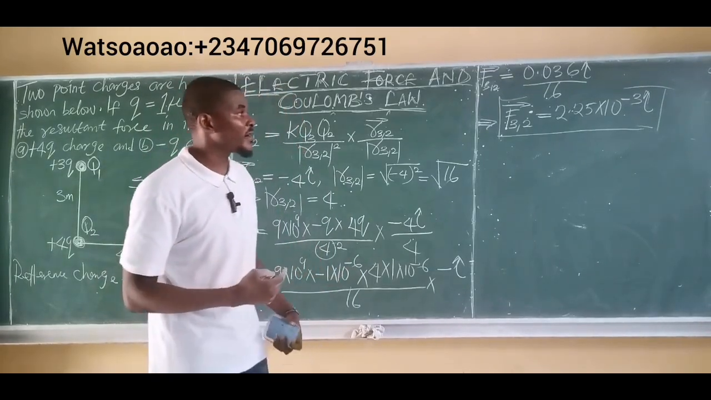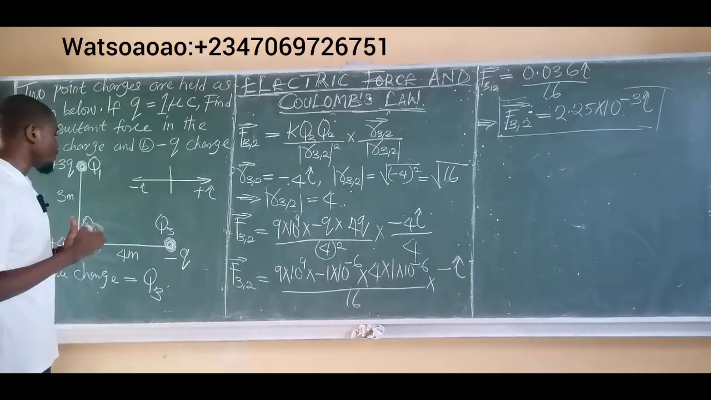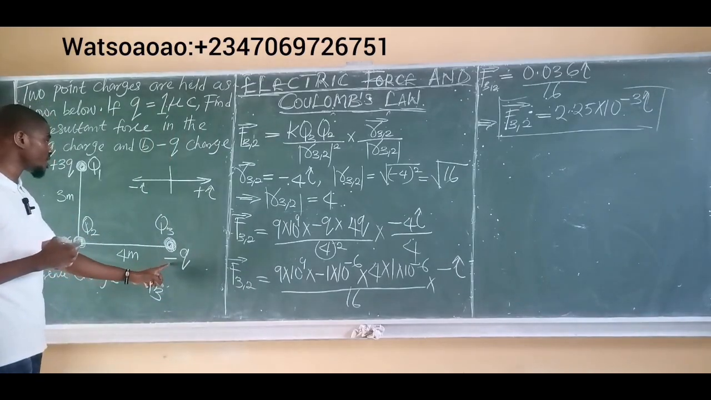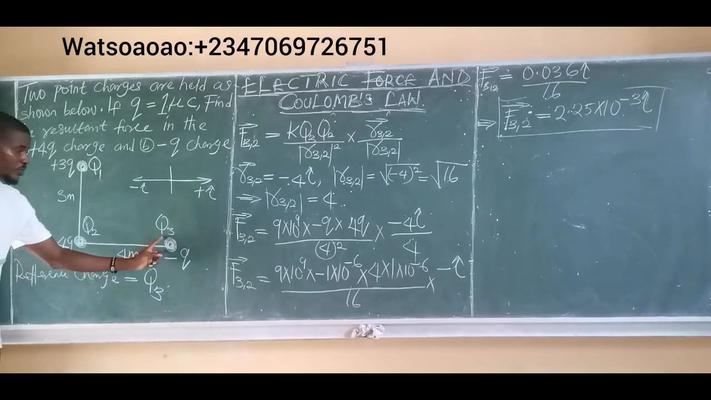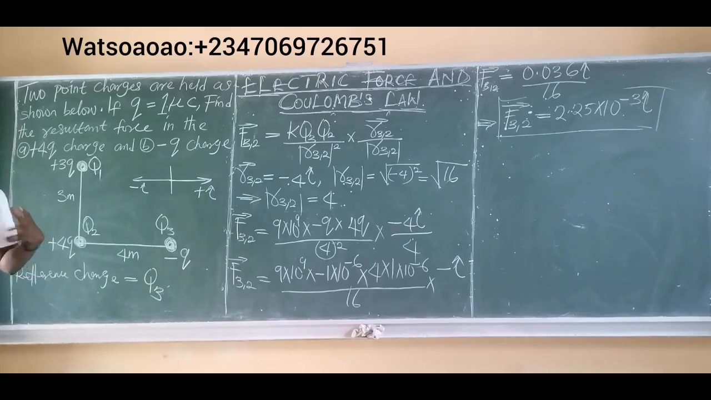Okay, but it doesn't end there. We also need to find the force of attraction between the negative Q charge and the plus 3Q charge. We'll find now between the negative Q and the plus 4Q. Now let's find between negative Q and the plus 3Q charge. So once more, my Q3 or my negative Q becomes my reference charge.